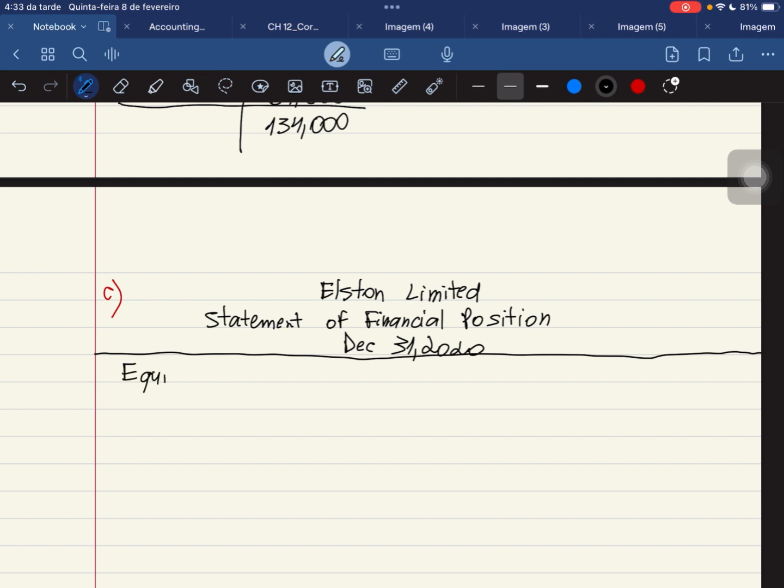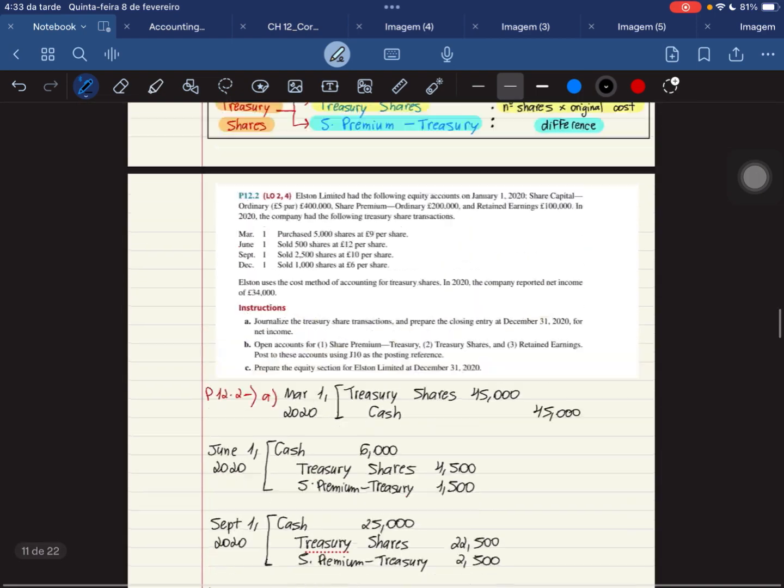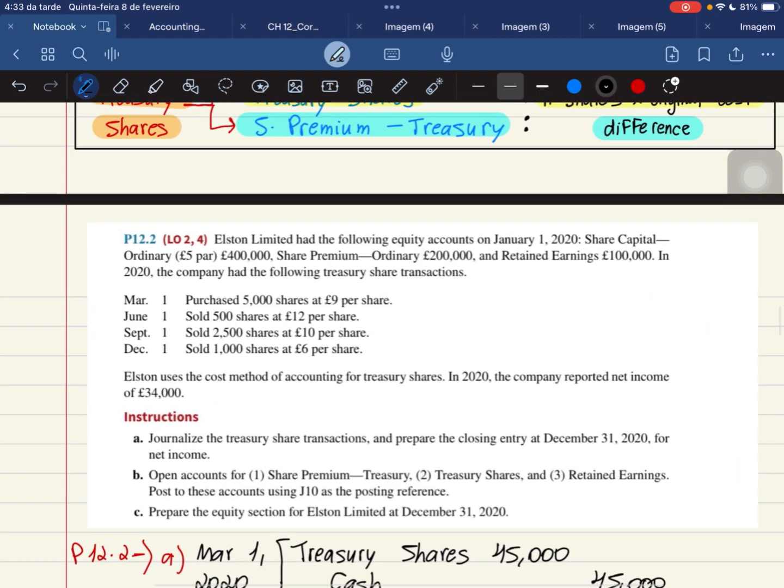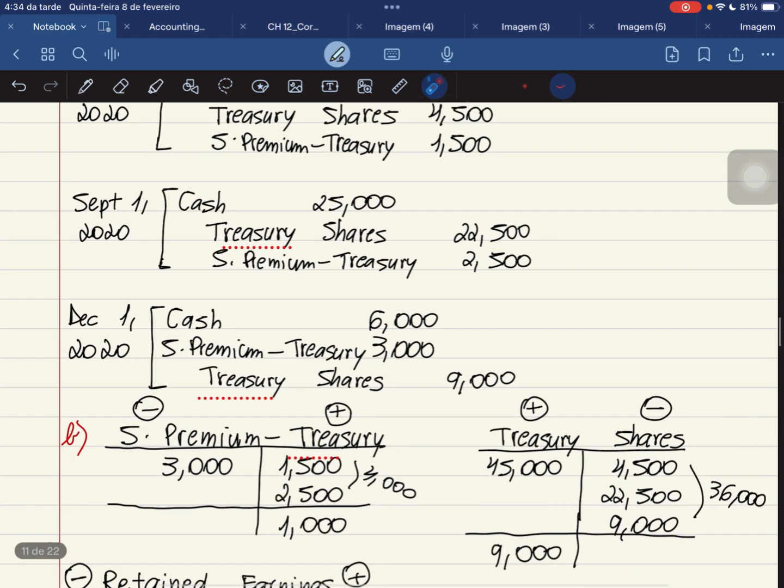So over here, we would have the equity section like this. And then you would have all of your raised capital. Where does your raised capital come from? It comes from the money that you raised from issuing shares, right? So over here, you would have all of the shares that were presented in this exercise. So in the beginning, they had share capital ordinary for 100,000, share premium ordinary 200,000.